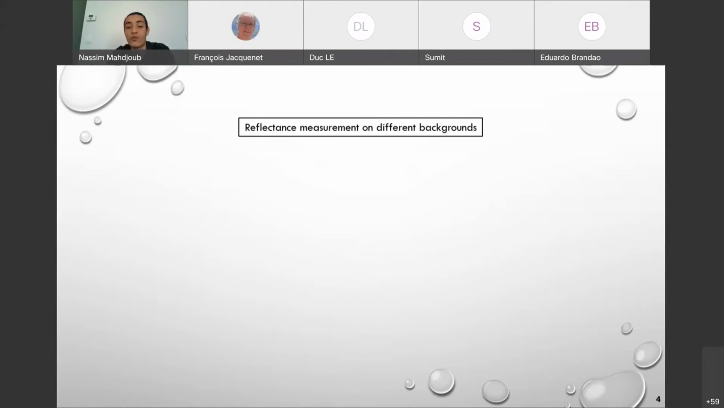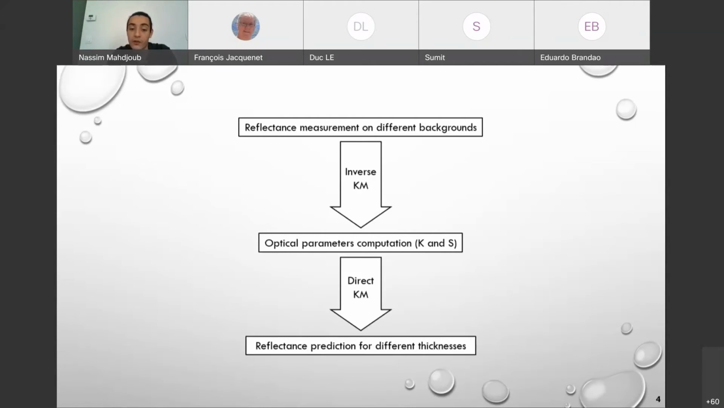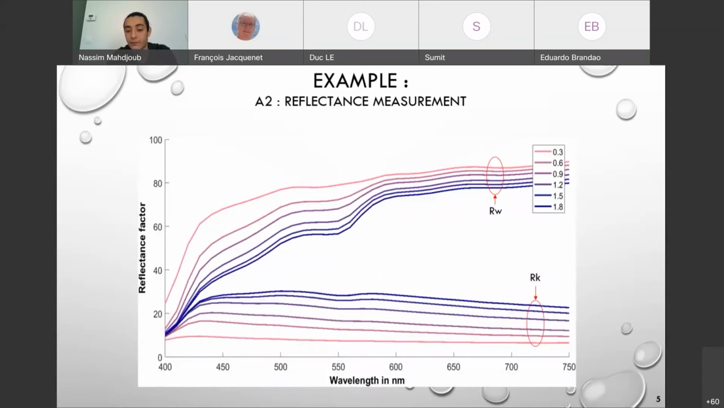So to sum up, we will measure the reflectances on white and black backgrounds, and then by applying the inverse Kubelka-Munk model, we will have our optical parameters K and S, and then we will predict the reflectances for one material, but for different thicknesses, by applying the direct Kubelka-Munk.